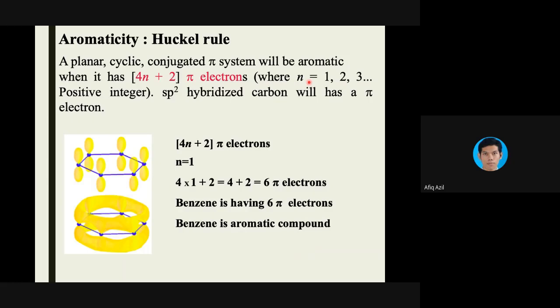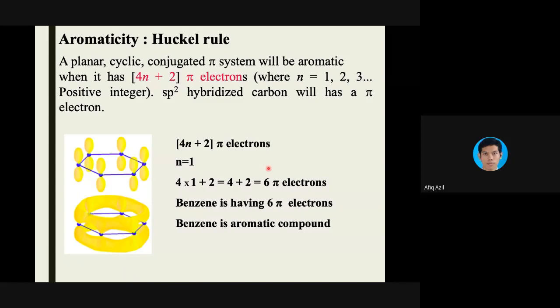Okay, whole number meaning nombor bulat. 1, 2, 3, 4, 5, 6, and so on. You cannot have 1.1 or 1.5 or 2.5. No, it must be a whole number. So sp2 hybridized carbon has a pi electron. So in benzene, there are 6 carbons which are sp2 hybridized. So in total, it has 6 pi electrons.